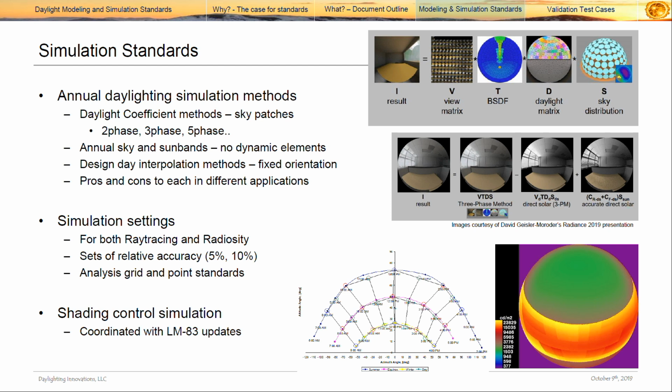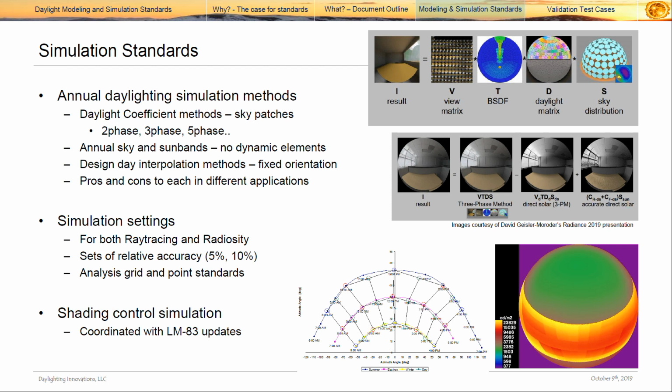Then beyond the modeling standards, we'll get into some of the simulation standards. There's a number of ways that we simulate an annual condition now. Daylight coefficient methods are becoming pretty prevalent and popular, but they have some downside and some error that they introduce. There's other methods using annual suns and sky bands. These can be a little more accurate as far as not having sky patches, but they have other issues as well. They can't work with dynamic elements. So we'll have guidelines around which simulation method to use and when, and the pros and cons of each.